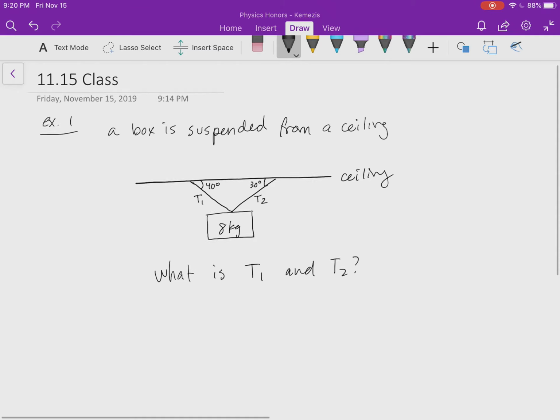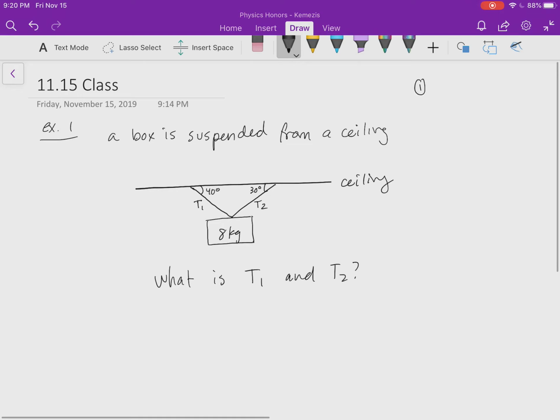with the ceiling. Okay, so if we're thinking about problem-solving strategies, the first thing that we are always going to do is draw a free body diagram for our object. Okay, so if we're looking at our mass, our box, we have this, and remember, everything that has mass has an mg going down, and here there's no normal force because it's not on a surface, but it does have two tension forces.